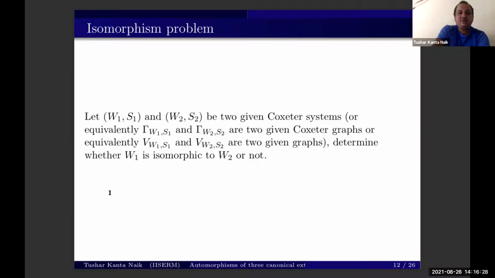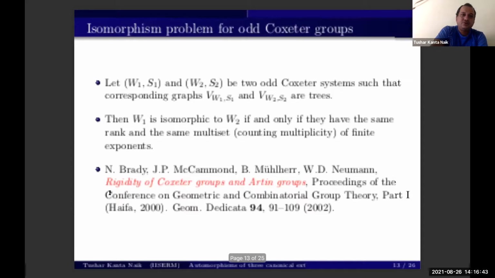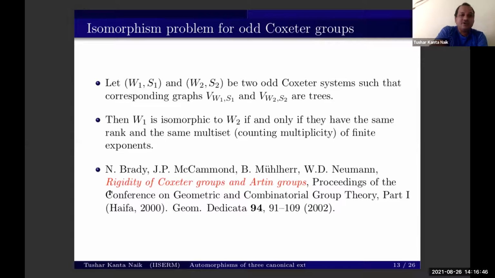So a lot of work is going on also in this direction, and I'll give a reference for that later. But in our case, let's fix to the isomorphism problem for odd Coxeter groups, because we are interested in the group Ln, which happens to be an odd Coxeter group. For odd Coxeter groups, this isomorphism problem is partially solved actually.